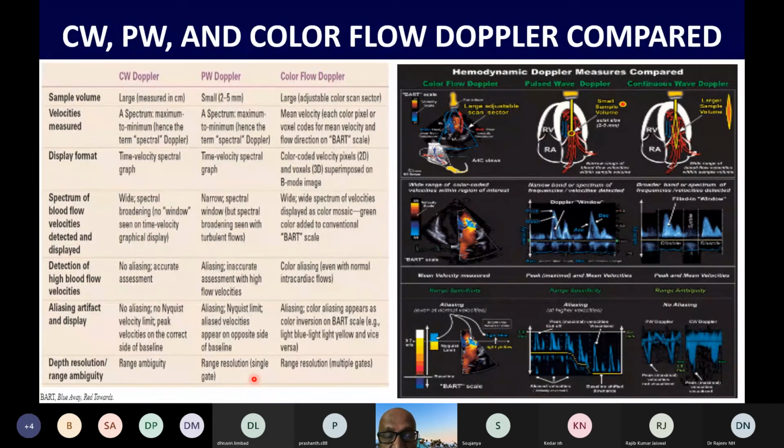Then continuous wave Doppler, there are 2 piezoelectric crystals, one continuously sending the echo waves, the second receiving the echo waves. So you can determine high flow, high velocities across stenotic valves using continuous wave Doppler, but at the cost of losing the depth perception. Where is the velocity change occurring? It will not tell us exactly.